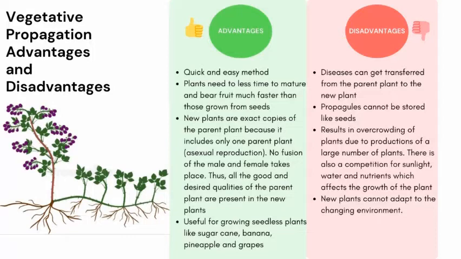Here are the disadvantages. Some diseases can get transferred from the parent plant to the new plant. Propagules cannot be stored like seeds. It results in overcrowding of plants due to production of a large number of plants. There is also a competition for sunlight, water and nutrients which affects the growth of the plant. New plants cannot adapt to the changing environment. The picture to the left shows that the process of layering is a fast and effective process.